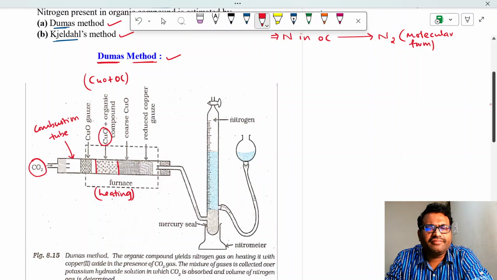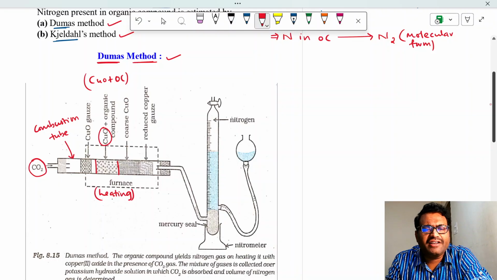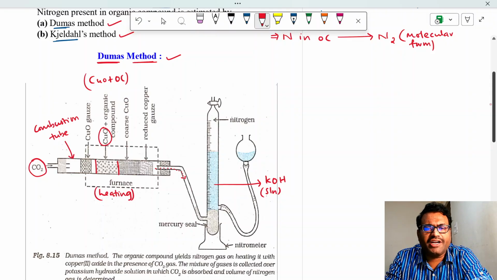carbon dioxide? Initially you are passing this carbon dioxide. Why are you passing this carbon dioxide? If there is any air present in this furnace, that air will come in this direction, over this KOH solution. This is a KOH solution. What is this instrument called? This instrument is called a nitrometer.